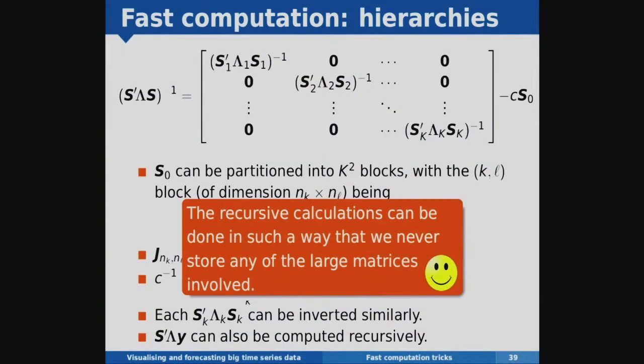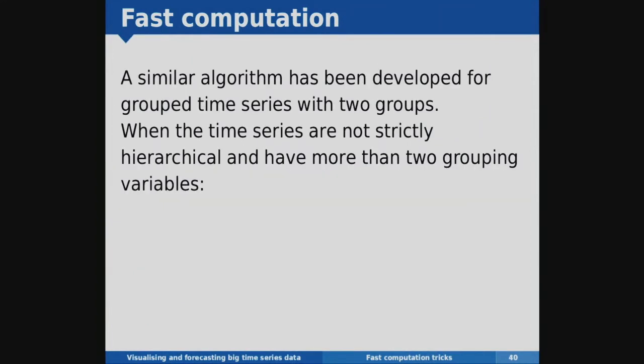I can do the same thing with S prime lambda Y hat, which is the other part of the generalized least squares regression. And I can get the reconciled forecast without ever storing any of the large matrices. Okay, so the bottom line is the recursive calculations can be done in such a way that we never store any of the large matrices involved. You only need to do it recursively on these block structures. That works for hierarchical data.